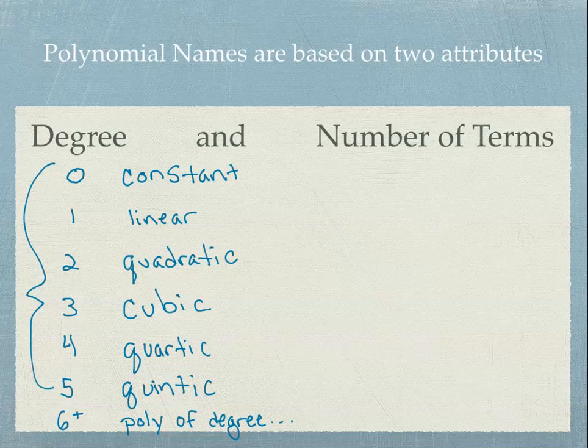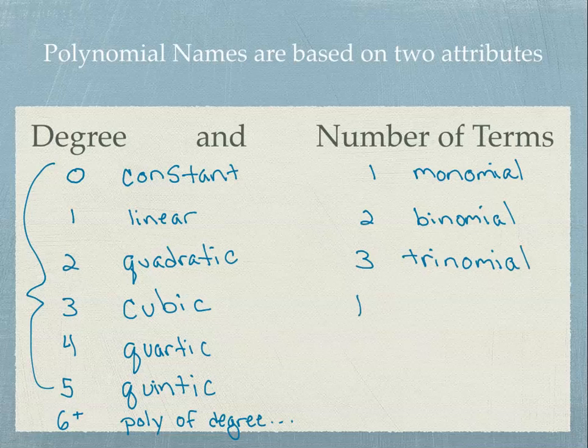Similarly, you can classify a polynomial by its number of terms. So if it has 1 term, we call that a monomial. If it has 2 terms, we call that a binomial. And if it has 3 terms, we call that a trinomial. And then 4 or more, we don't have a special name for it. You would just say with 4 terms. It gets less interesting, okay? But these 3 have names.